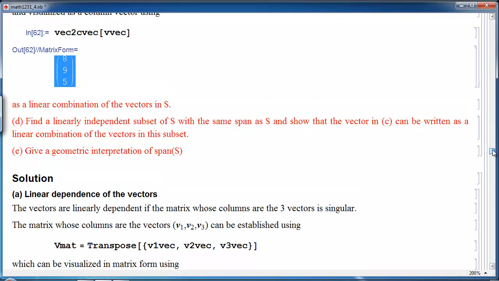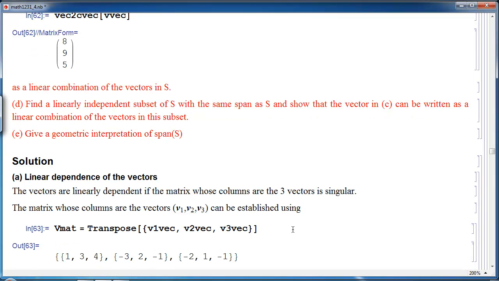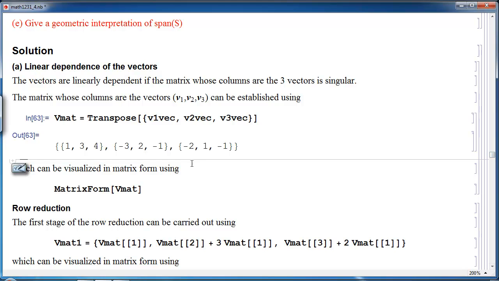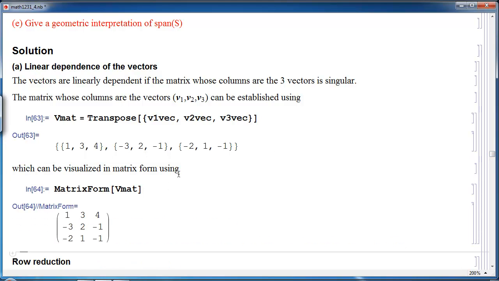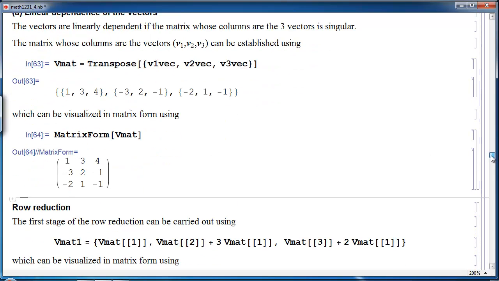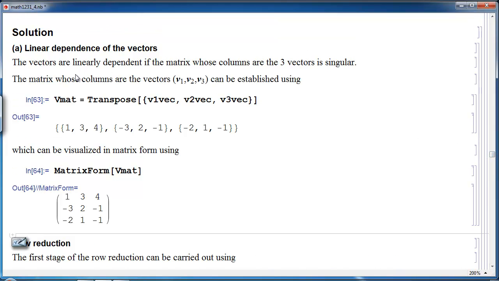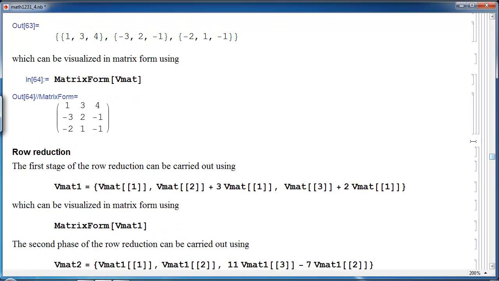Okay, so let's start at the beginning with the first part. As we did in the previous example, we make a matrix whose columns are the three vectors here, which we can do using this and visualize it using this. So these vectors are linearly dependent if this matrix here is singular. So let's do the row reduction, because if this matrix is singular, then its determinant is 0.